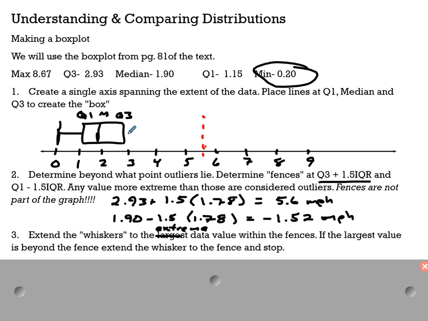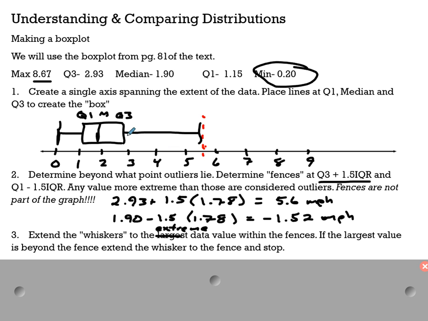Now here on the other side, our largest value is an outlier. The maximum value is an outlier. So we're going to extend the whisker to the fence, and we stop. We stop because we only know 5 numbers. We don't know what the values are, but anything beyond that is an outlier.